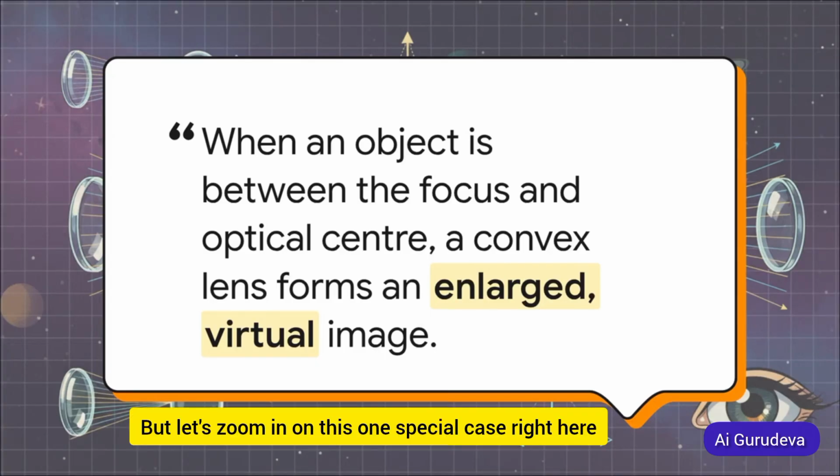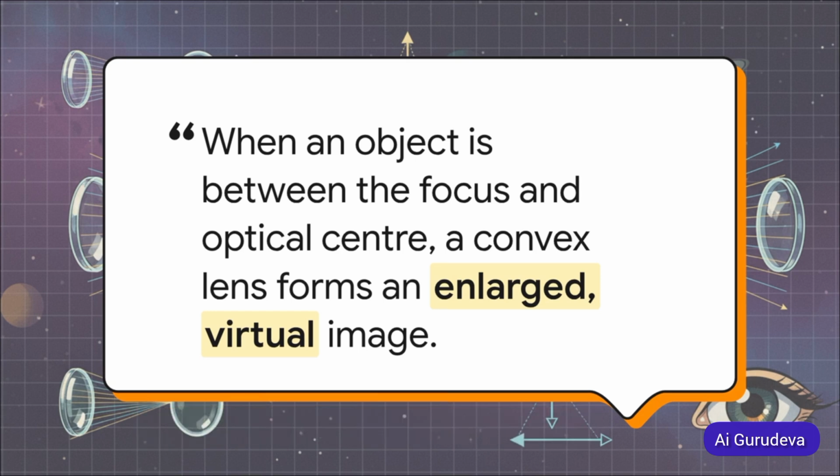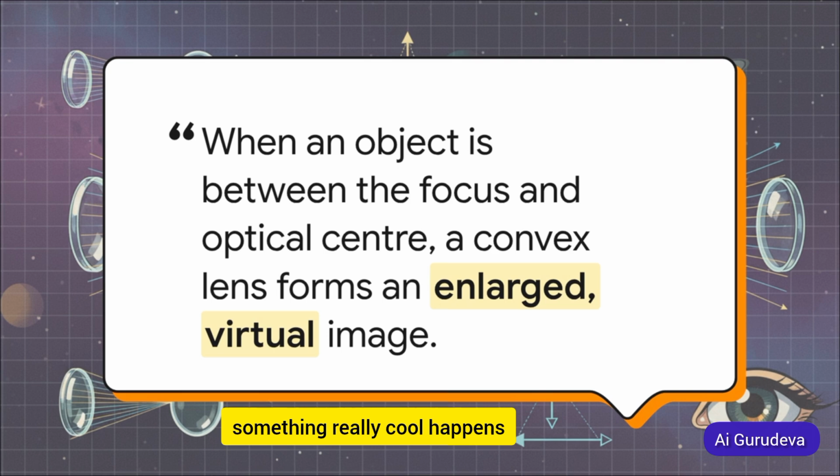But let's zoom in on this one special case right here. If you bring an object super close to a convex lens, closer than its focal point, something really cool happens. The image flips upright, and it gets bigger. And that right there is exactly how a magnifying glass works.